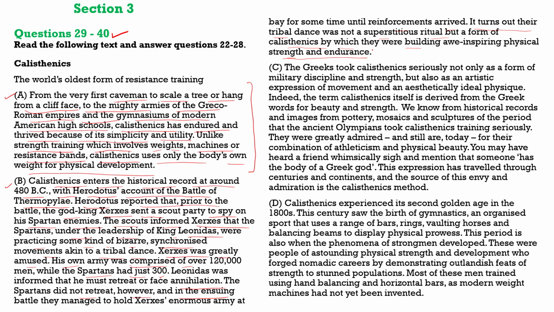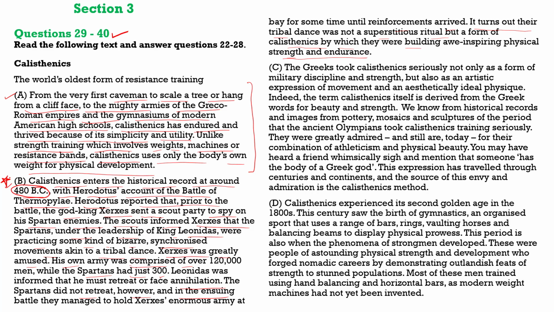Now students, paragraph B is talking about when calisthenics entered history, that is 480 BC, alright? Let us mark paragraph B because this can be the answer, and this paragraph narrates the story of the Spartans. I think you all have watched that movie also, 300. This is the story of that exact movie.